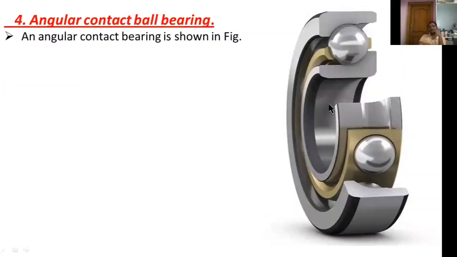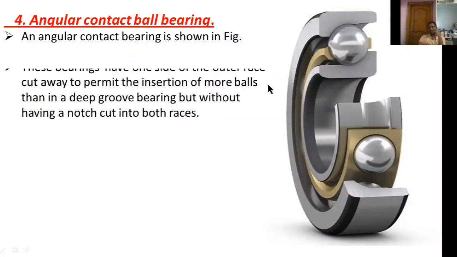This one is the angular contact ball bearing. Here the shape of the inner race and outer race is very different from other ball bearings. An angular contact bearing is shown here. These bearings have one side of the outer race cut away. This is the outer race, with one side cut away to permit the insertion of more balls than in a deep groove ball bearing, but without having a notch cut into both races.